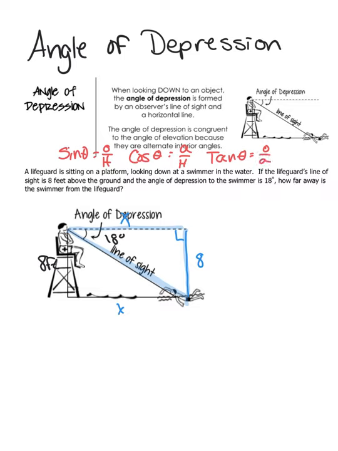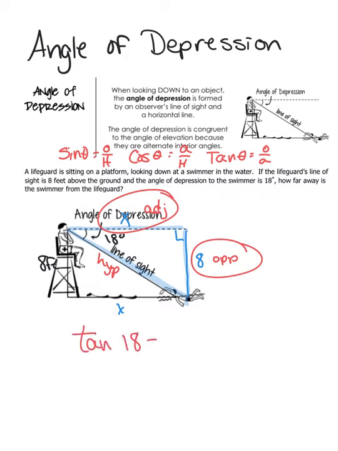So I want to identify what's what in this triangle. So the opposite of 18 degrees is 8. The adjacent is x, and my line of sight is my hypotenuse. I'm not looking for my line of sight, I'm looking for my adjacent, and I'm being given my opposite. So which trig function am I going to use that uses opposite and adjacent? Well, that's going to be my tangent. So the tangent of 18 is equal to the opposite over the adjacent.